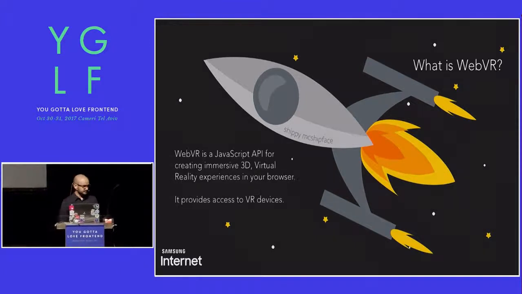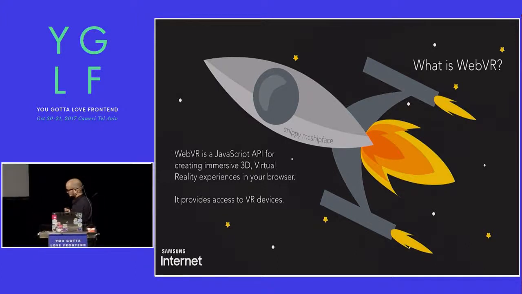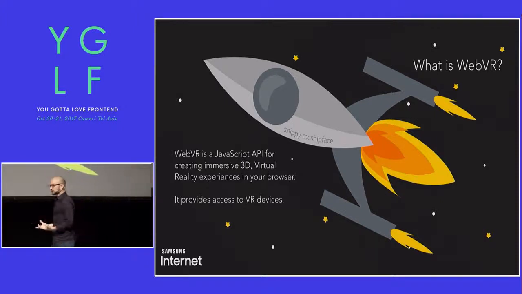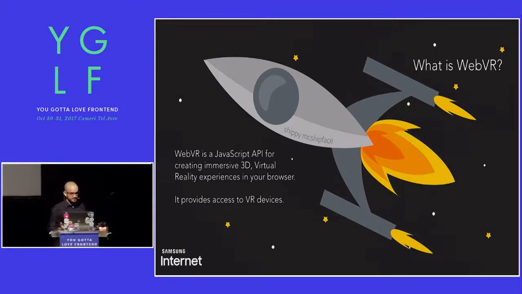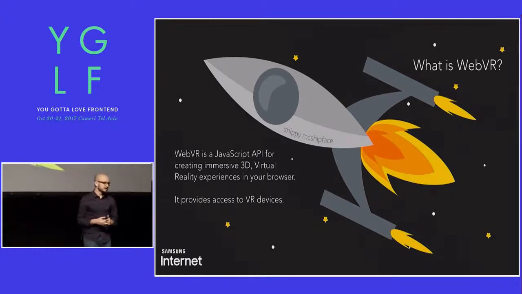So, indeed, if we put it in a very simple way, the WebVR API is this JavaScript API that gives the browser awareness of what are the VR devices that are connected to the machine where it's running. So, if we read the definition here, it allows me to create immersive 3D virtual reality experiences that are powered and running through the browser. And this is a very hot topic. It's the tech that we believe is going to bring VR to the masses.